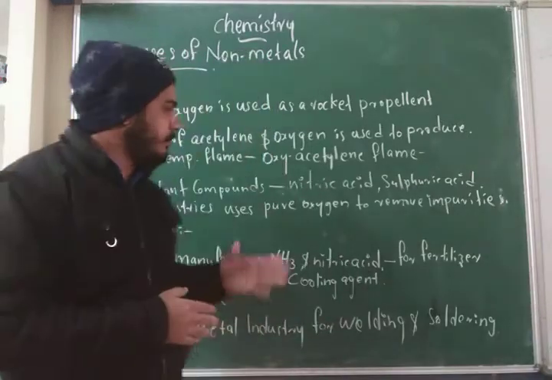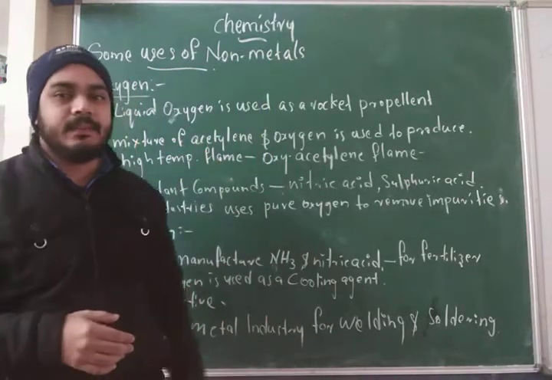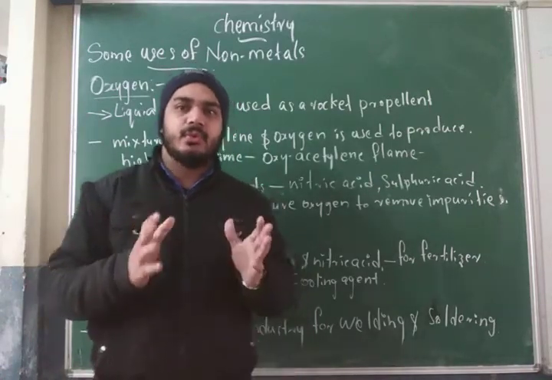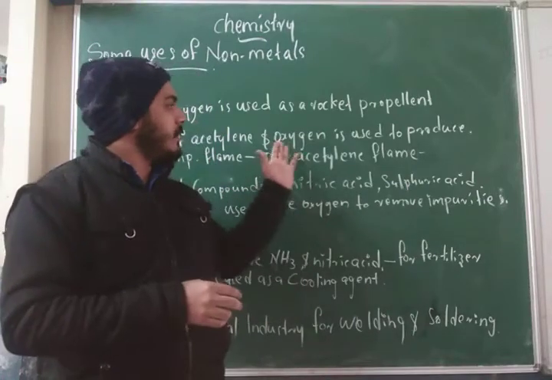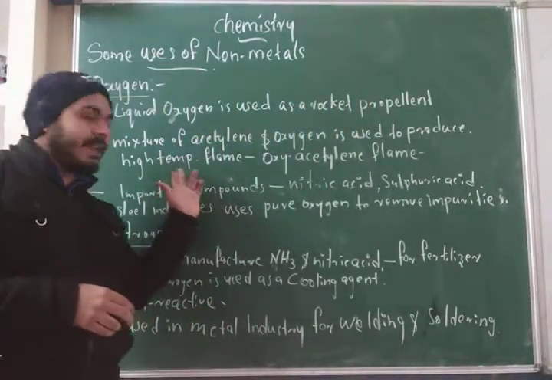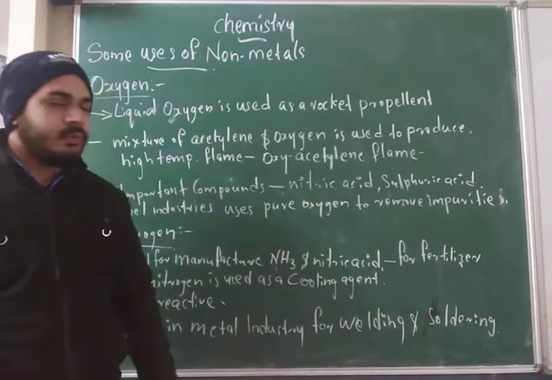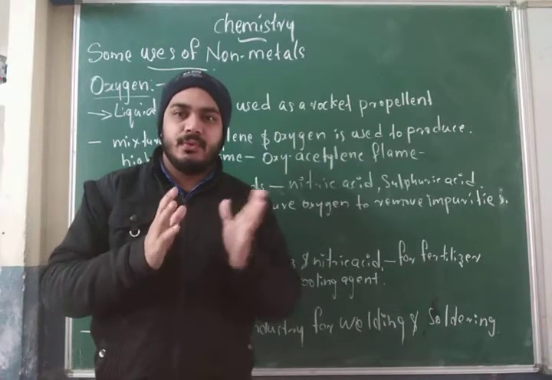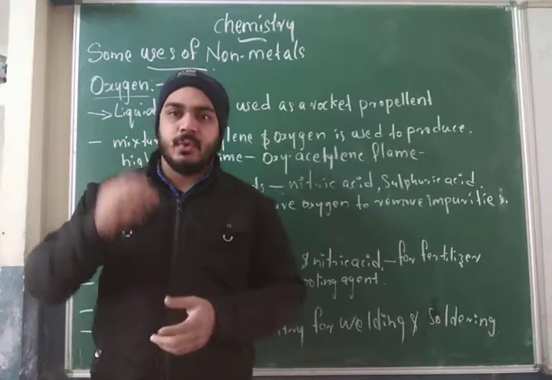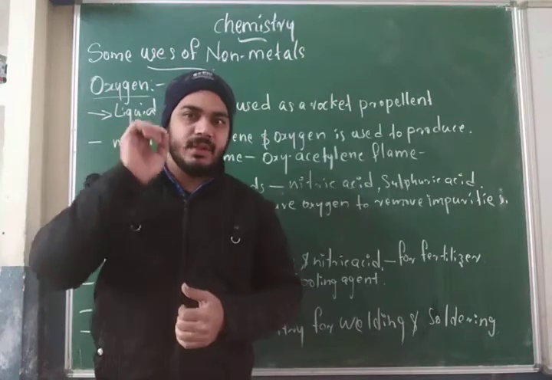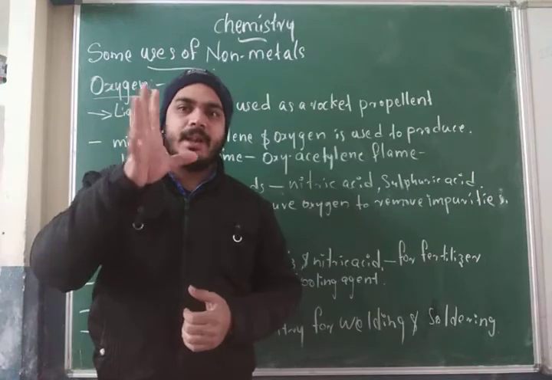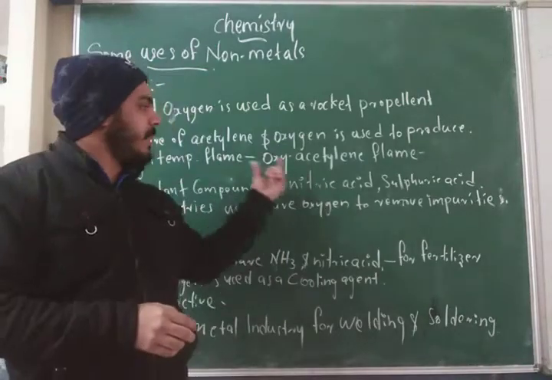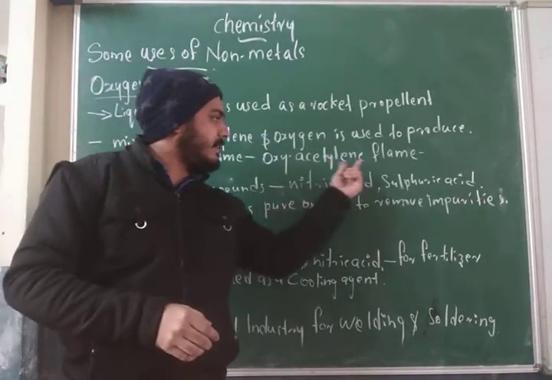And the next one, the mixture of acetylene and oxygen. Oxygen and acetylene are used to produce a high temperature flame. That flame is called the oxyacetylene flame. This flame is used in cutting and welding. The high temperature flame is directed at a particular iron piece, otherwise the solid things would be hard to break. That's why this high temperature flame is named the oxyacetylene flame.